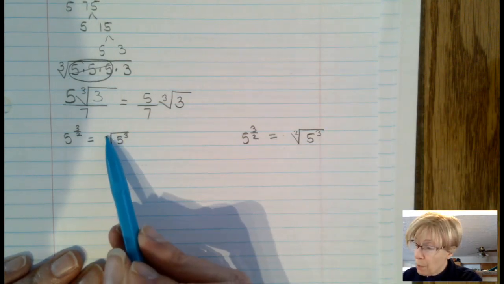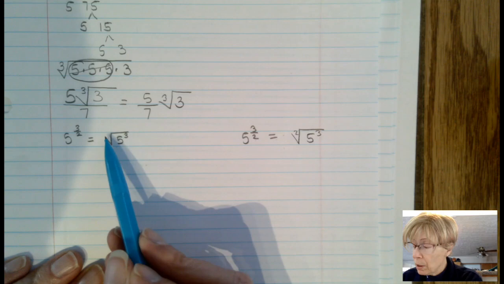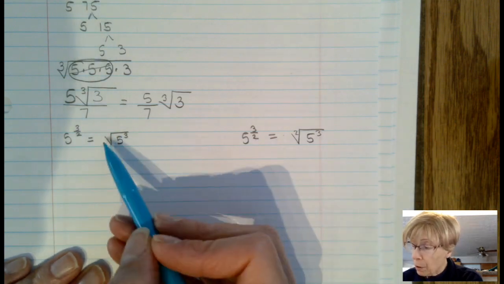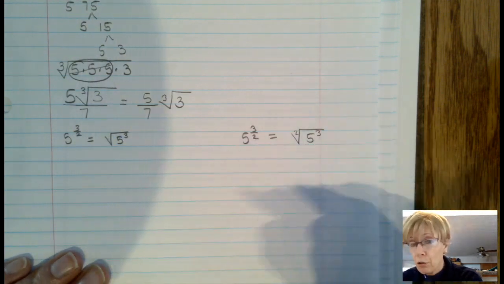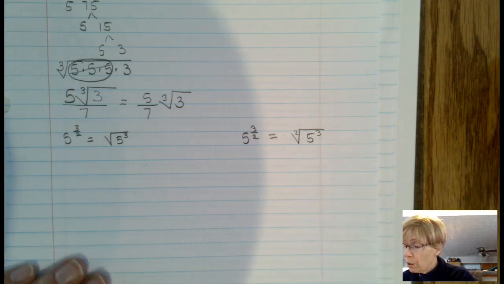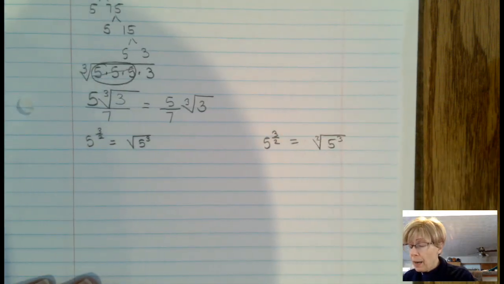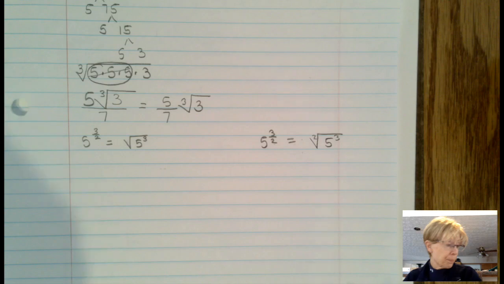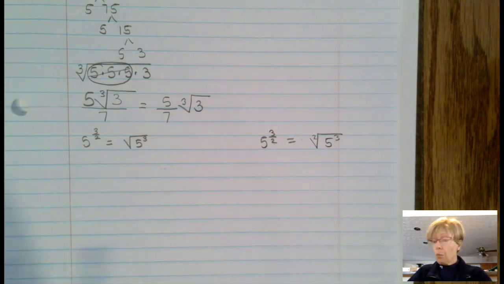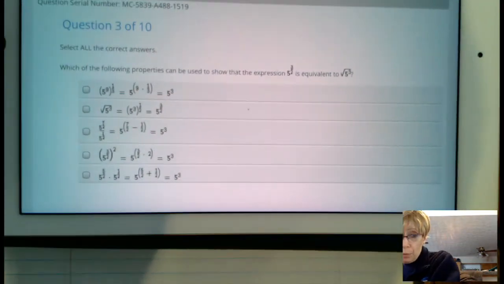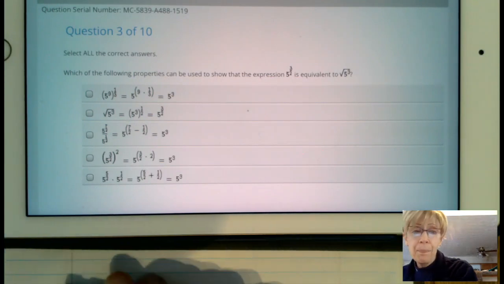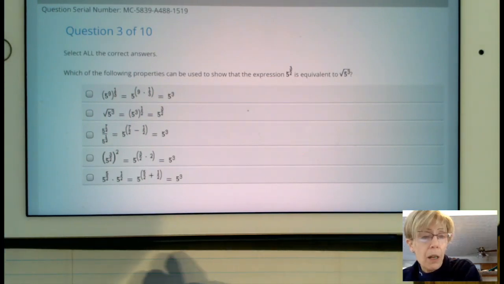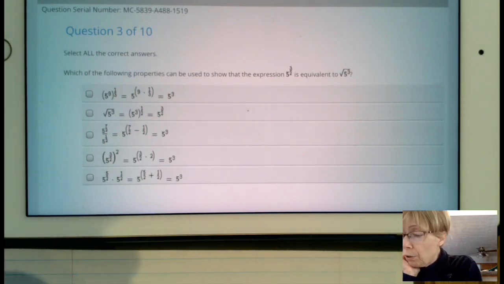I don't care for this problem. I was able to get the first answer correct, but I'm not sure that I can explain the second one, but we'll see. So 1/3, well, we don't have any 5 to the 9th, and the 1/3 means cube root. It's not this answer.